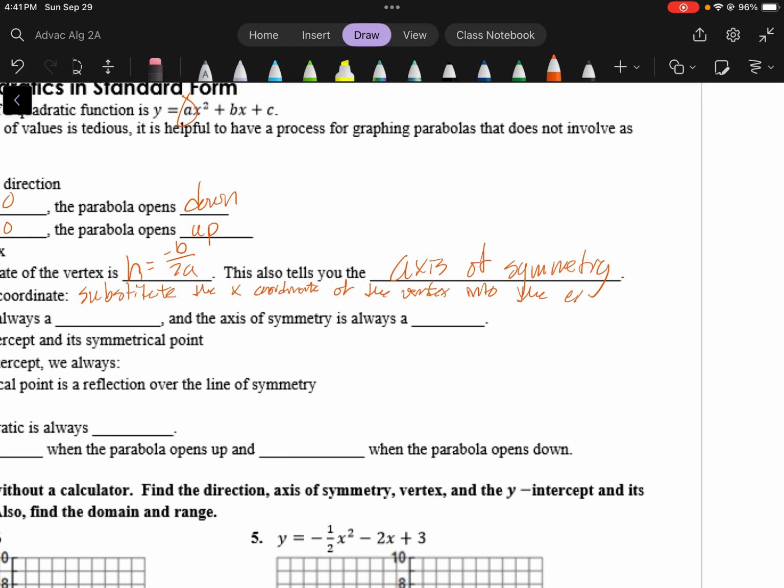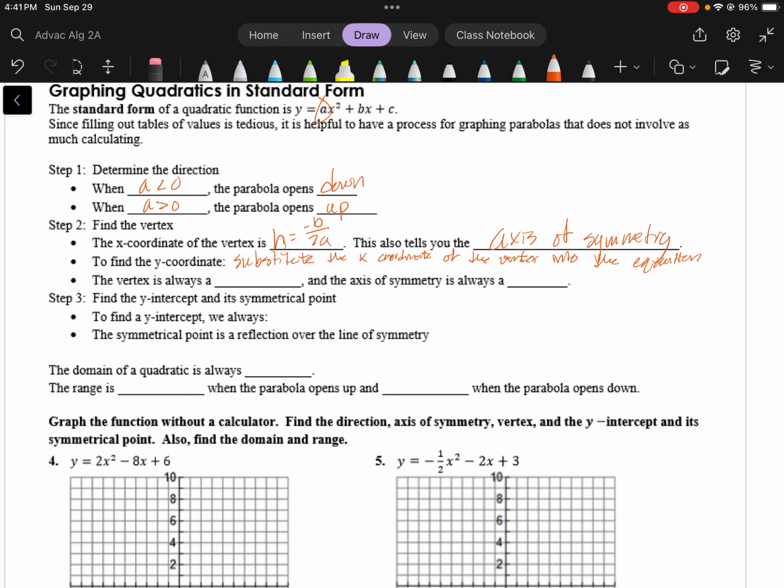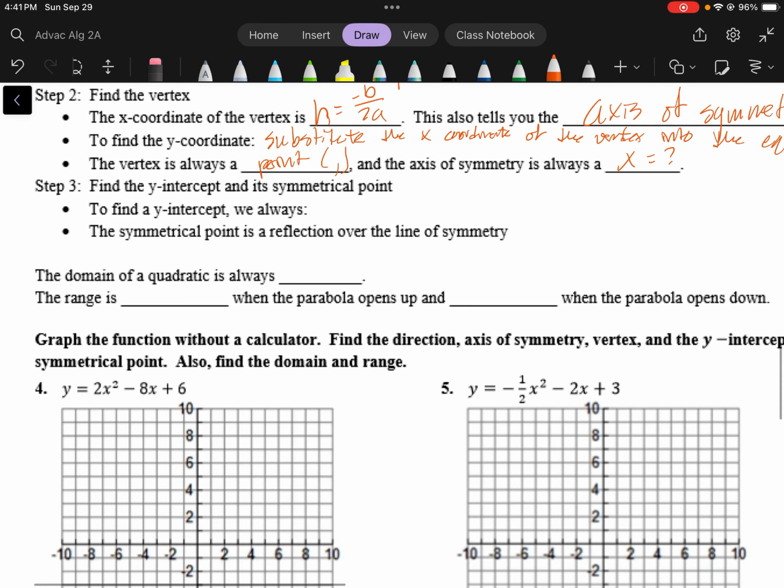Into the equation. Okay. The vertex is also always going to be written as a point, so we're going to need to put it in parentheses. And the axis of symmetry will always be x equals something. You're always going to write it as a line, always x equals something.